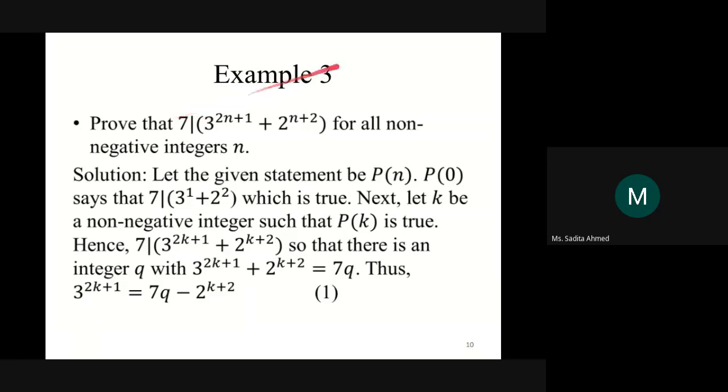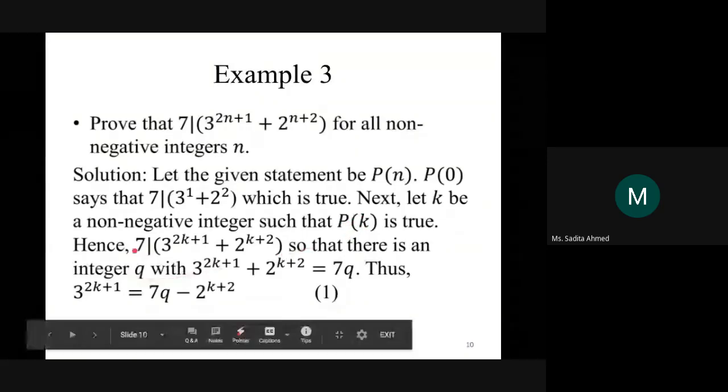So we are allowed to assume that pk is true. The assumption is that pk is true, and based on that assumption we have to prove that pk plus 1 is also true. Okay, and now based on the assumption that pk is true, what can we say? 7 divides this term where n is equal to k. And based on this assumption, what do we have to prove?